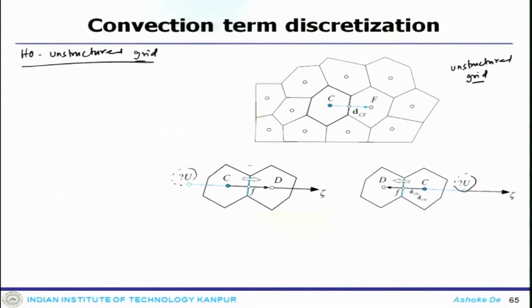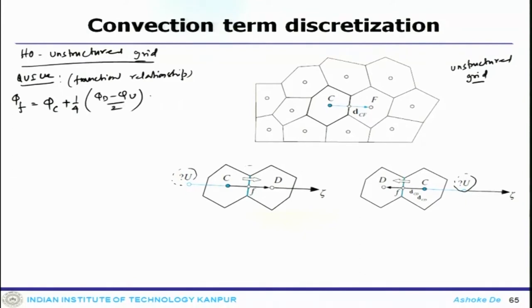So, how can one do that? Let us say whatever profile we have developed for the structured grid, now we can extend and use the same thing here. For example, let us say we start with the QUICK scheme, which has a functional relationship. The functional relationship provides that phi f is phi c plus 1 by 4 phi d minus phi u by 2 plus 1 by 4 phi d minus phi c. This is what we got from these things.